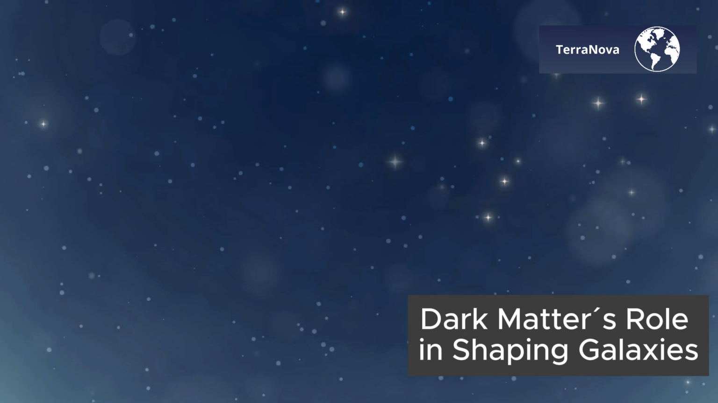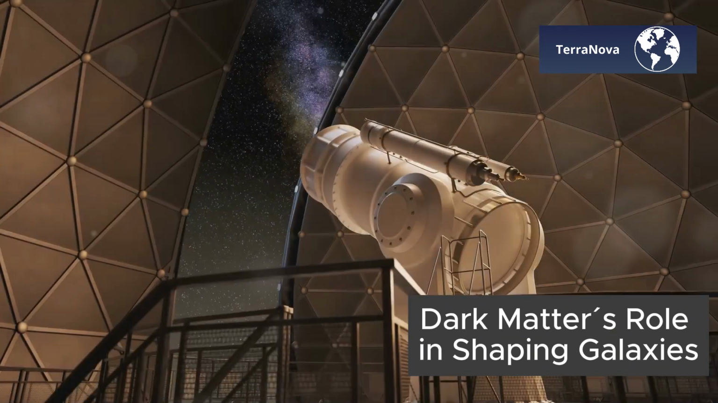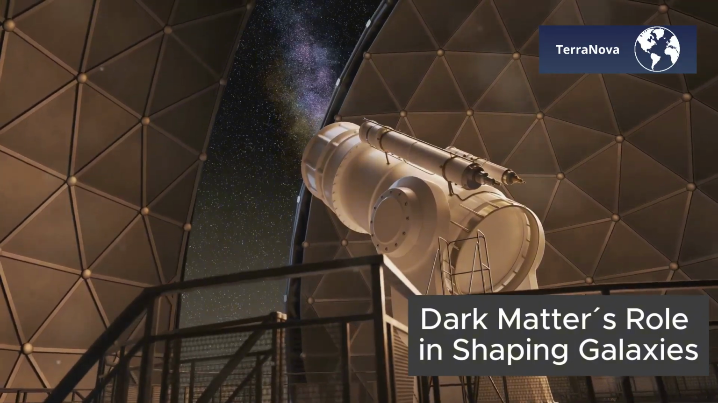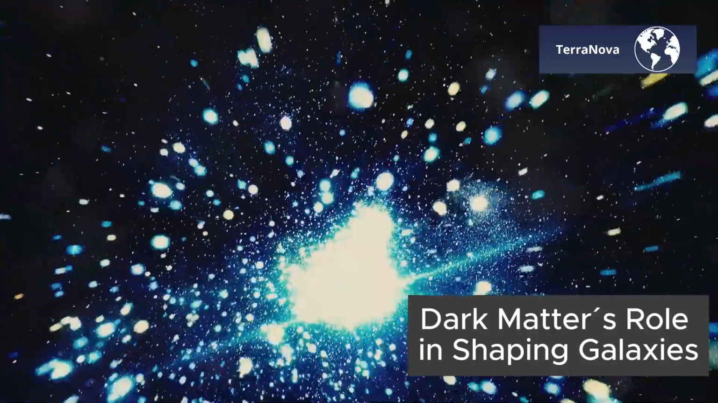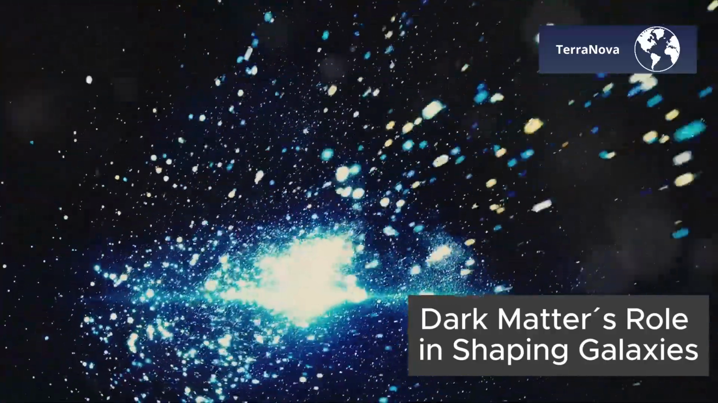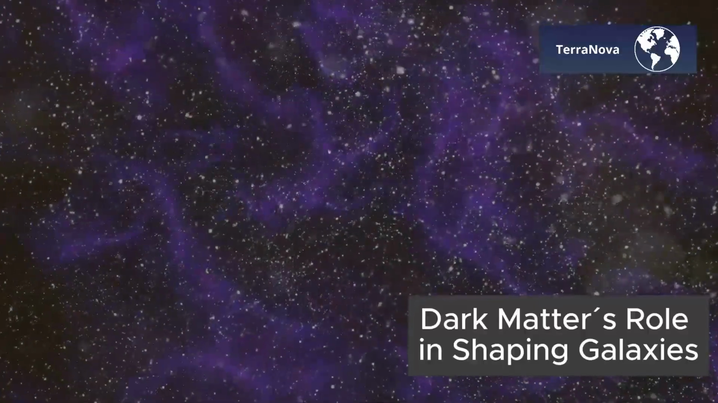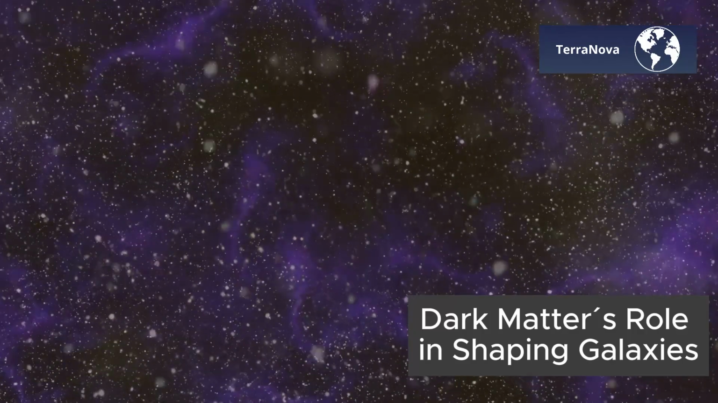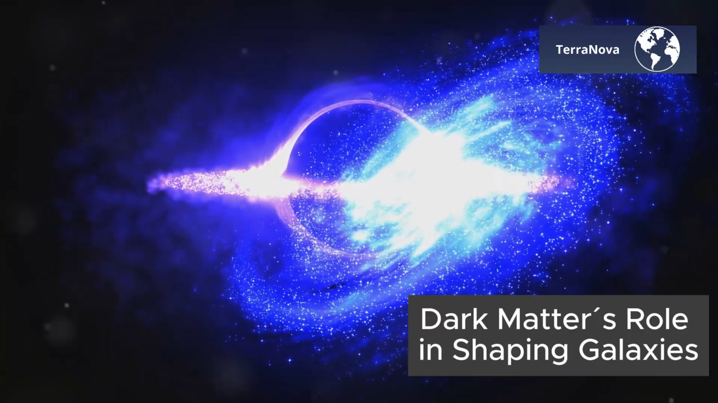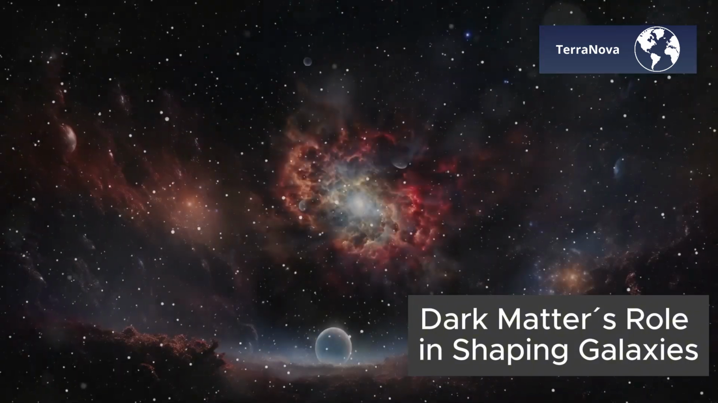Let's start with a fundamental question. Why do we even think dark matter exists? It all began with what's known as the missing mass problem. Back in the 1930s, Swiss astronomer Fritz Zwicky was studying the Coma cluster, a massive cluster of galaxies. He realized that the galaxies were moving far too quickly to be held together by the mass of visible matter alone. There had to be something else, something invisible, exerting gravitational pull.